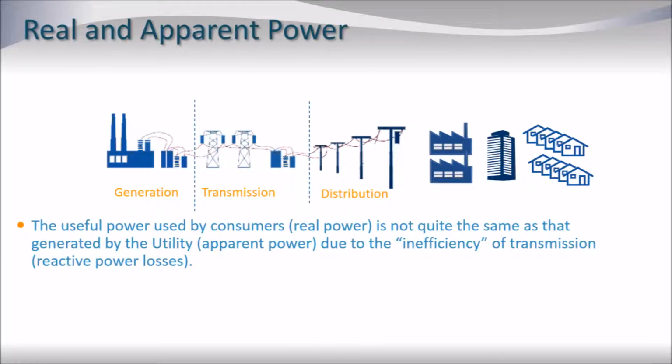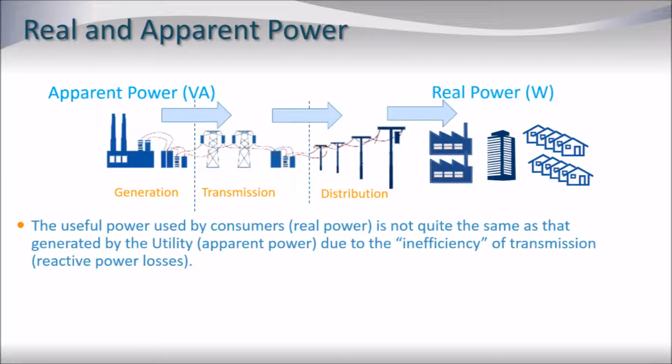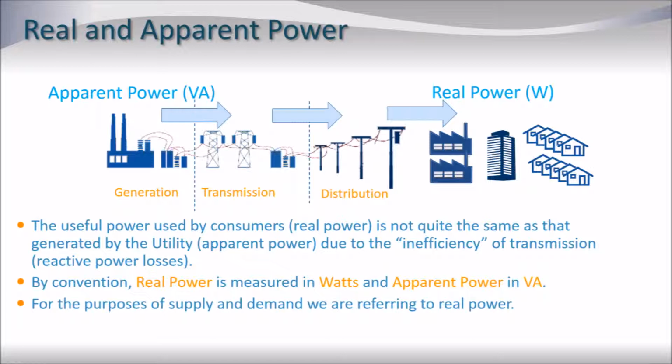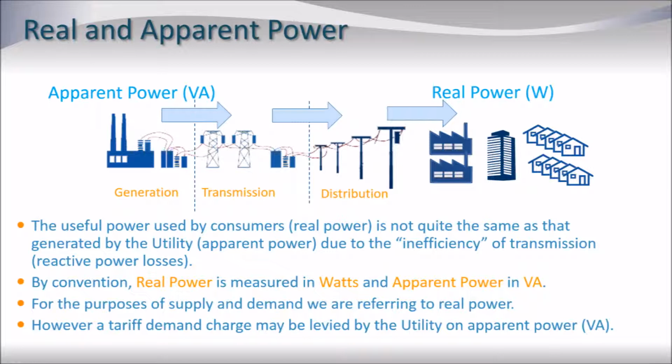The useful power used by consumers, that's real power, is not quite the same as that generated by the utility, which is apparent power, due to the inefficiency of transmission, reactive power losses. Now, by convention, real power is measured in watts and apparent power in volt-amps. For the purpose of supply and demand, we are referring to real power in watts. However, a tariff demand charge may be levied by the utility based on apparent power in volt-amps.